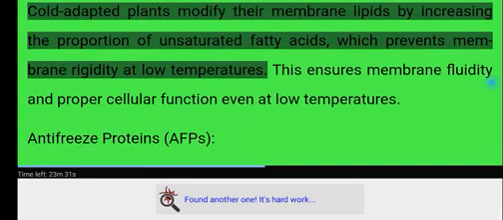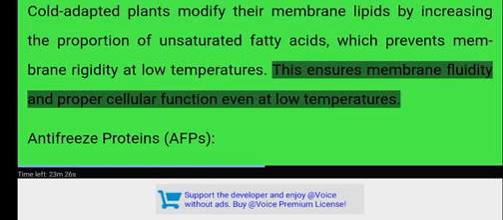Membrane lipid composition. Cold adapted plants modify their membrane lipids by increasing the proportion of unsaturated fatty acids, which prevents membrane rigidity at low temperatures. This ensures membrane fluidity and proper cellular function even at low temperatures.